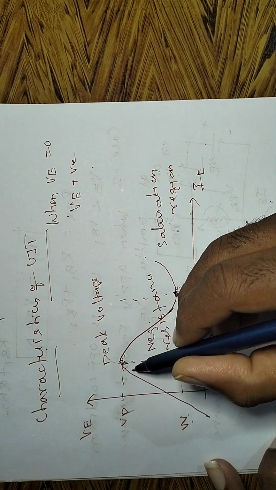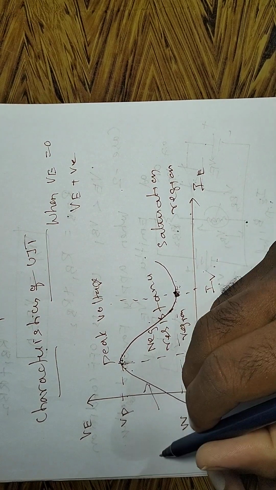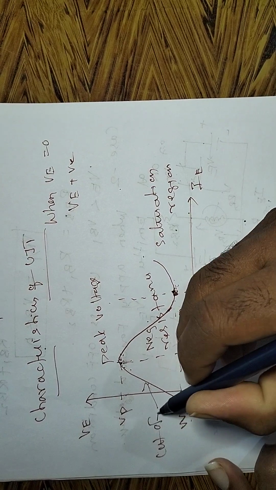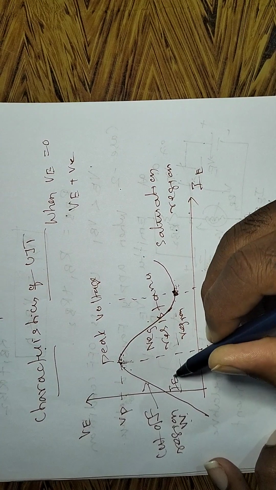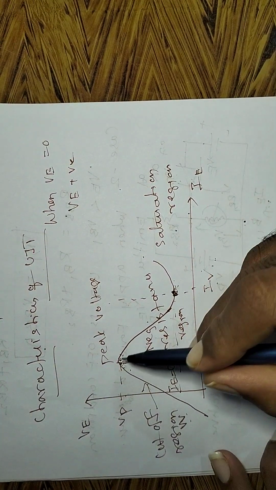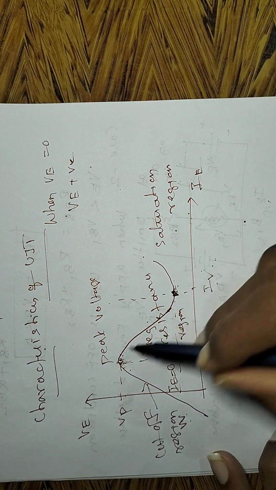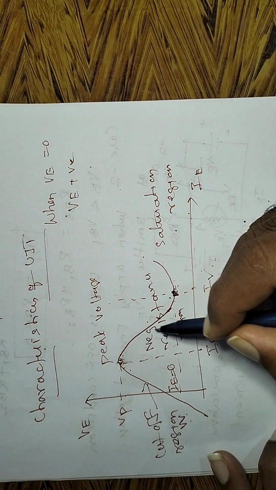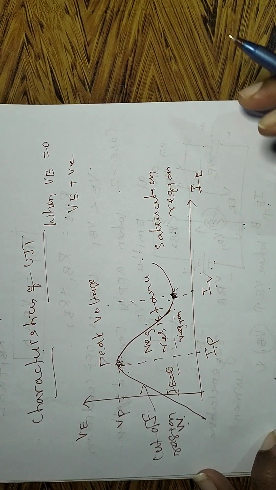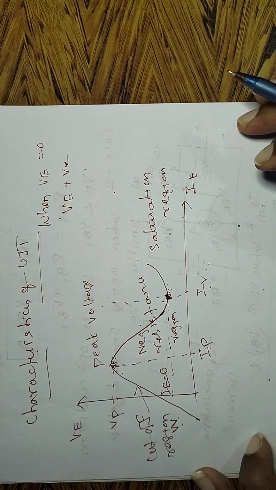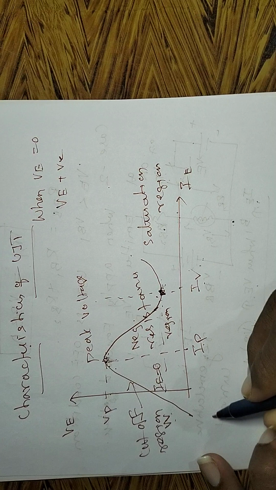Now this region here is the cutoff region. In this region the current is 0. Between the peak voltage and the valley voltage, the current is maximum. That is the existence of negative resistance. So these are the characteristics of UJT.